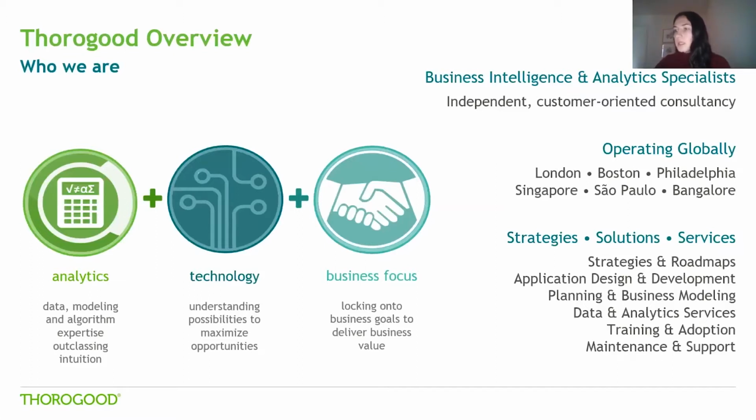For those of you who don't know Thorogood, we are an independent global professional services firm specializing in business intelligence and analytics strategies, solutions, and services with a keen focus on our customers. We are a global company with offices in Boston, Philadelphia, London, Singapore, Bangalore, India, and Sao Paulo, Brazil. All of our consultants are recruited and trained in the same way to develop a unique mix of skills blending business understanding in the form of industry and functional experience with a strong technical aptitude and a deep understanding of analytical tools and techniques. We offer a full range of BI and analytics services, including strategy and roadmaps, requirements, design, implementation, and training and support.